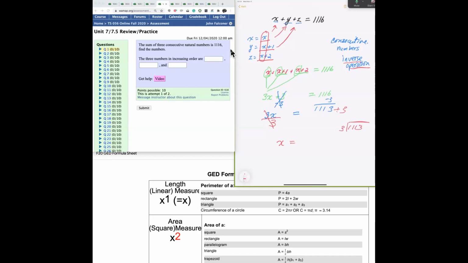Let's see, 3 goes into 11 3 times. That's 9, and that leaves 2. Bring down the next number. 3 goes into 21 7 times. 7 times 3 is 21, leaving 0. Bring down the next number, 3. And 3 goes into 3 one time. So this is our answer, and we have x is equal to 371.